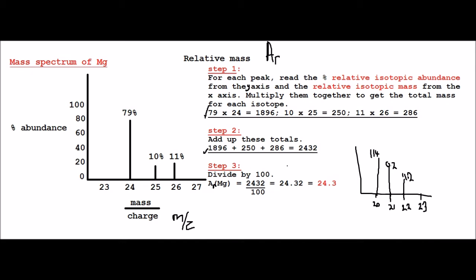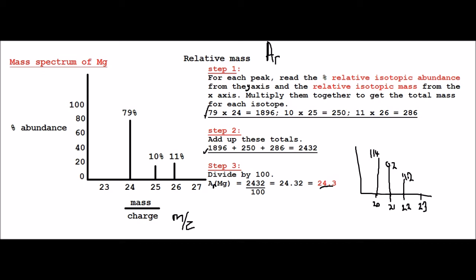And then step 3 is divide it by 100. So you would write Ar, or relative atomic mass of magnesium, is equal to 2432 divided by 100, which would give you 24.32, and that equals approximately 24.3 as the Ar of magnesium.